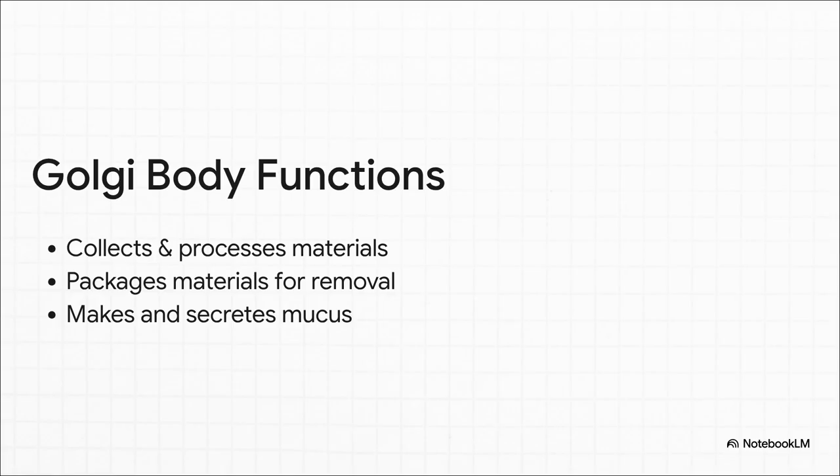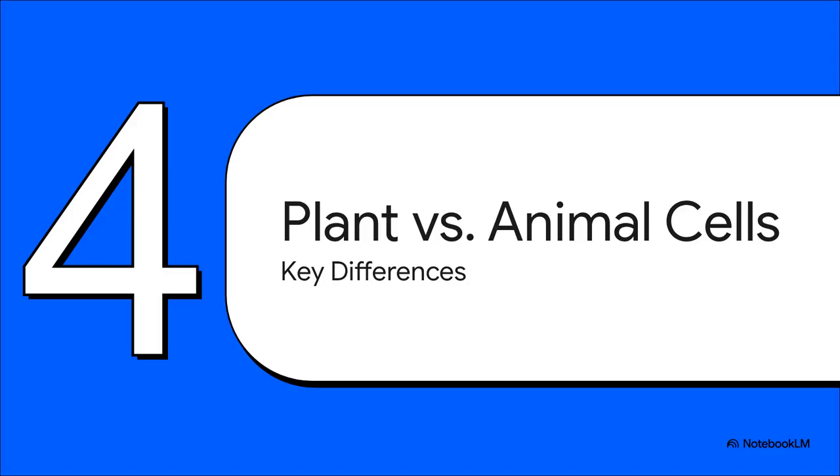This is exactly why cells that are all about secreting stuff, like the ones in your gut that make mucus, have a ton of these Golgi bodies. It's their whole job. All right, section 4, plant versus animal cells.